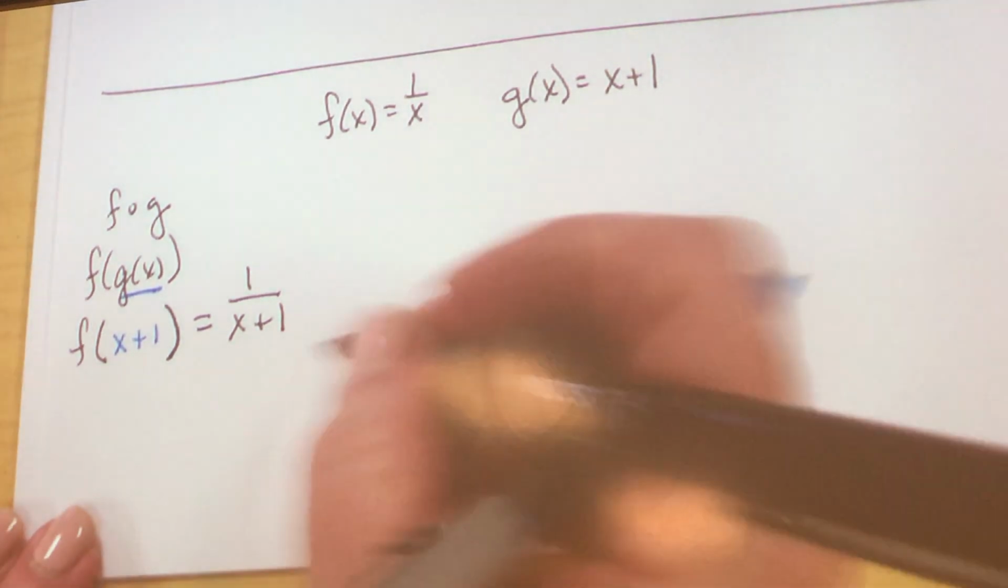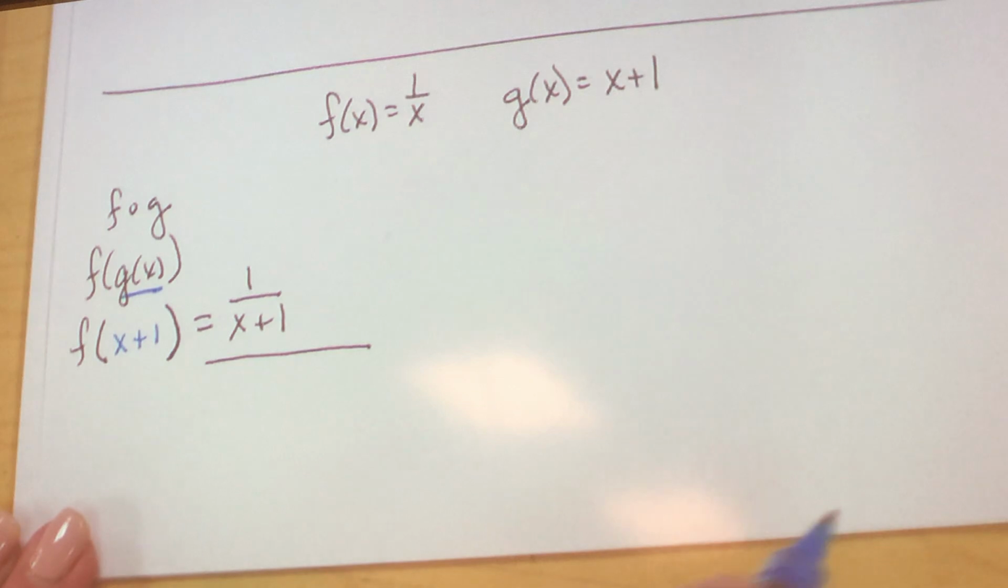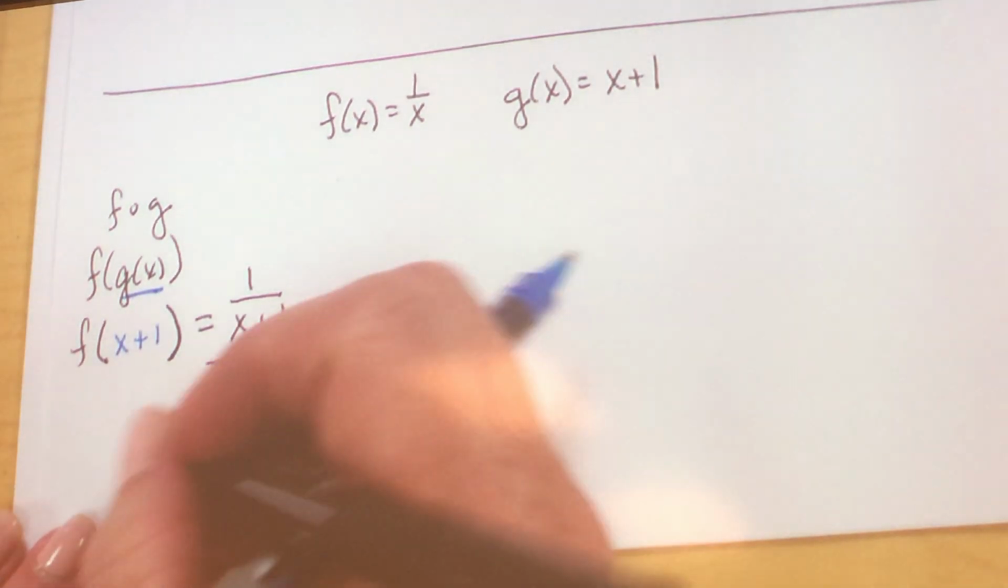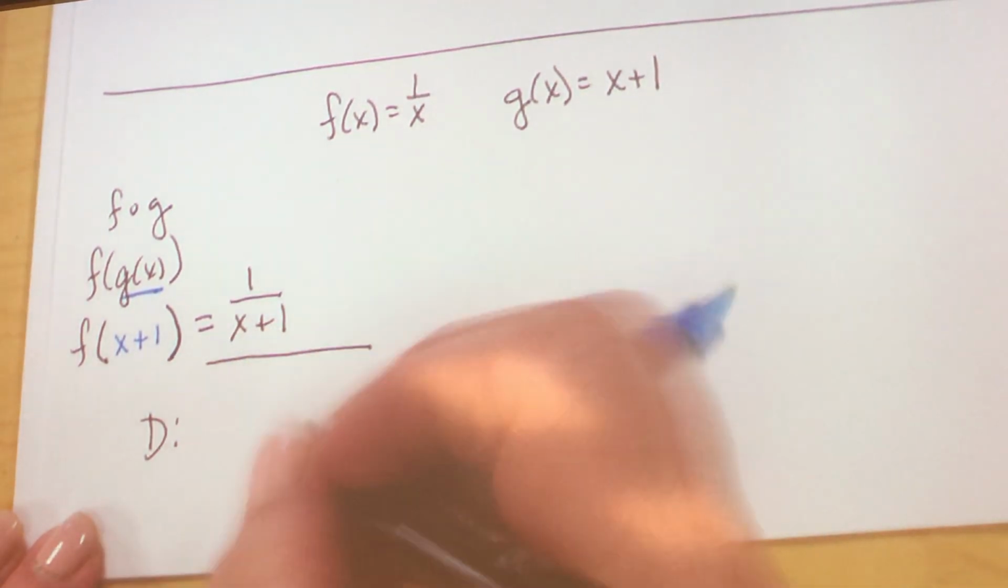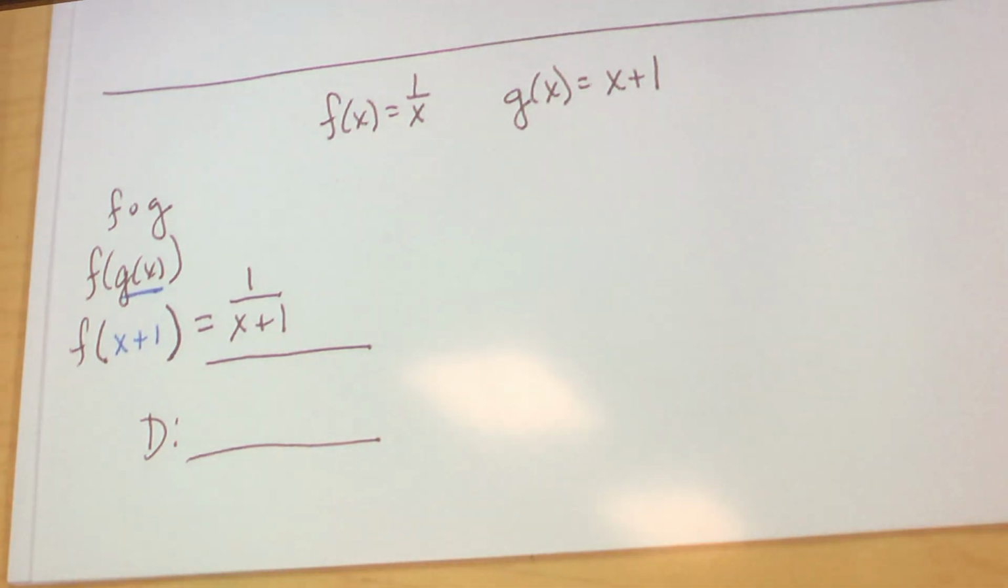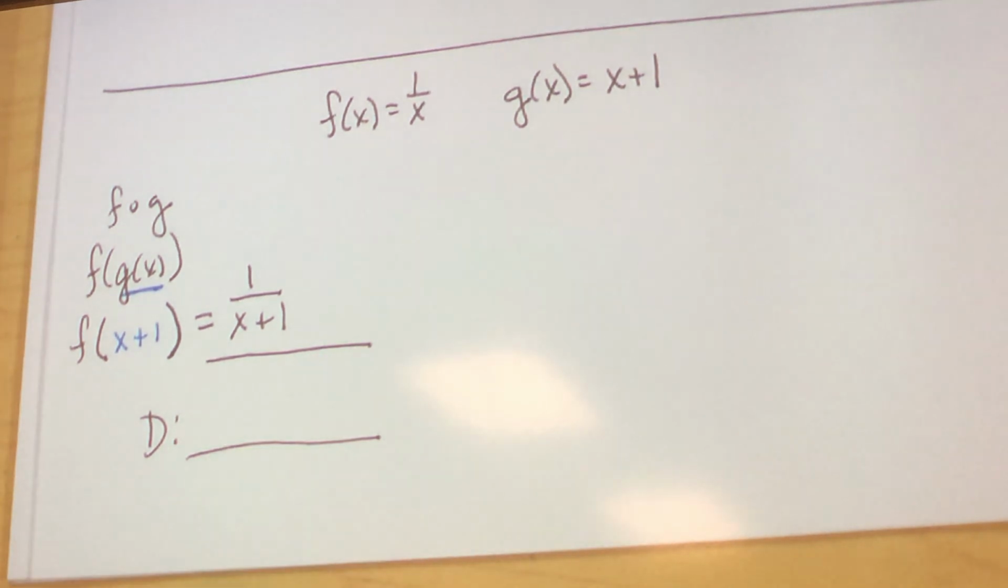So, this is my answer, F composite G. Now, we're going to find the domain. Even if it has one blank, we're going to do it two different ways. We're going to do it in set notation, proper set, and we're going to do interval notation. Okay? If you don't know how to do interval notation from set notation, you need to speak up and say, Miss Davis, would you show me how to do the interval from the set? And I'll show you a different way.